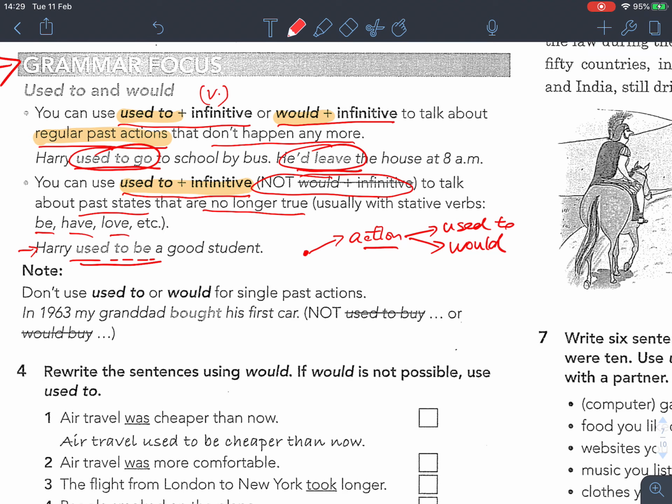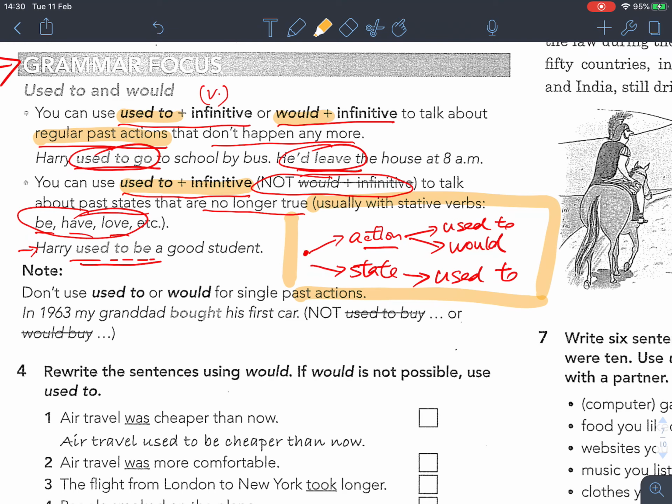But how about if it is a state? For example, these, be, have, and love, and like. Then we can, okay, I'll write down first. If it is a state, then we can only use used to. Okay, so please use this diagram to help you understand this concept, right?